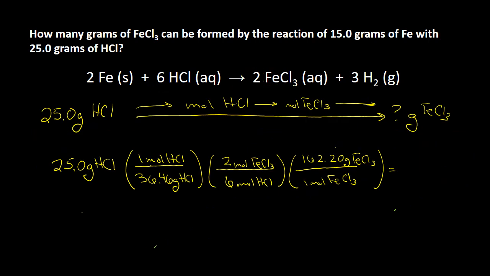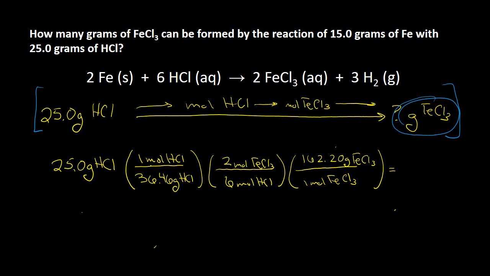Okay, so I've written that plan up here. Right, we're going to assume that hydrochloric acid is limiting, and we're going to figure out how many grams of iron chloride we can make with that. So I'm going to convert from grams of hydrochloric acid to moles of hydrochloric acid. Then I'll convert from moles of hydrochloric acid to moles of iron chloride. And then finally from moles of iron chloride to grams of iron chloride.